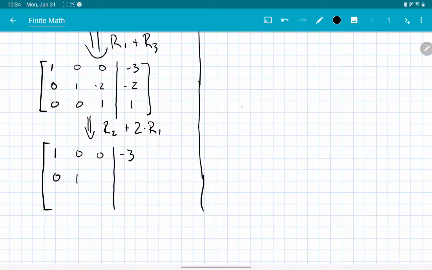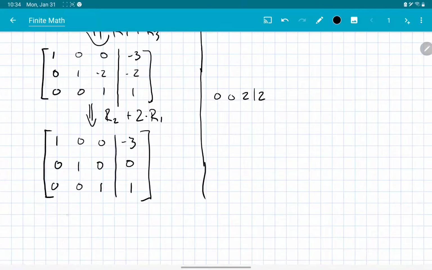Oh, I need to multiply that row. 0, 0, 2, 2. Okay. This is going to be 0, 0, 0, 0, 1, 1. There. Finally, I have what I want. I have the matrix with 1s in the diagonal and 0s everywhere else. And now I can write my solution. X is -3, Y is 0, and Z is 1.